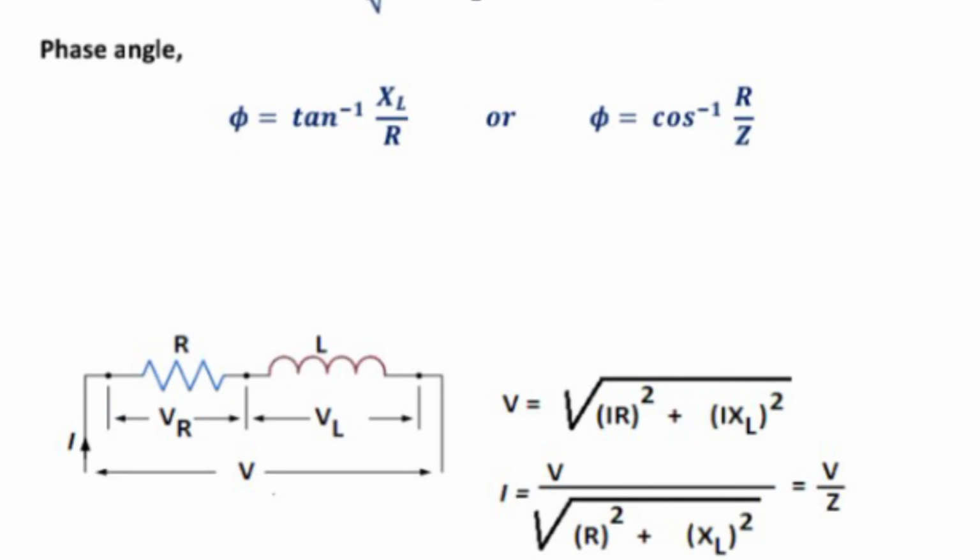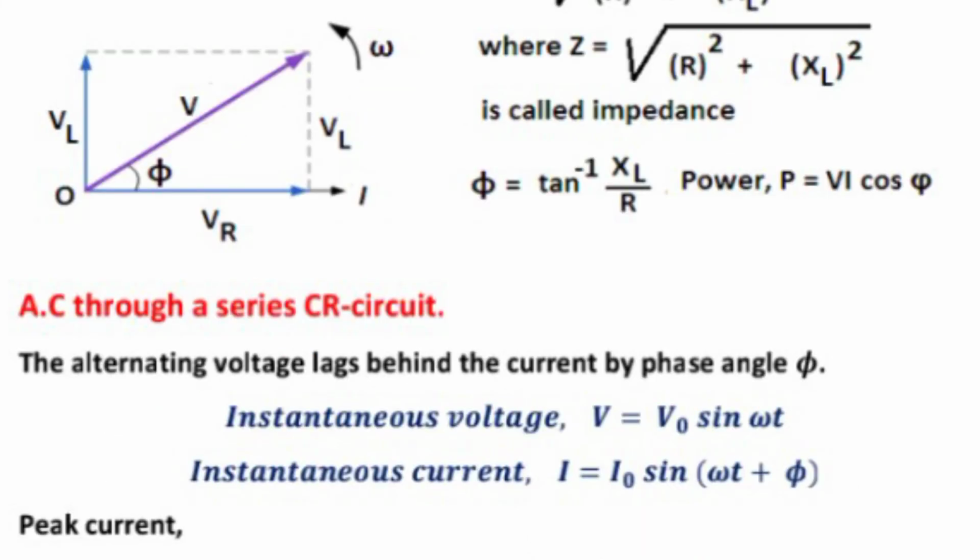V equal to under root IR whole square plus IXL whole square, and that will be I times under root R square plus XL square, so I equal to V upon Z, where Z equal to under root R square plus XL square. It is called the impedance. And phi equal to tan inverse XL upon R, and power P equal to VI cos phi.